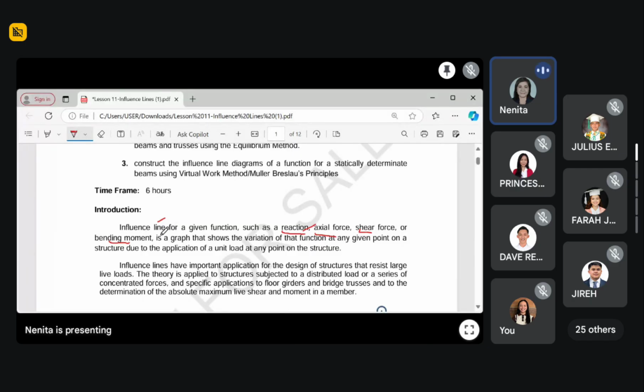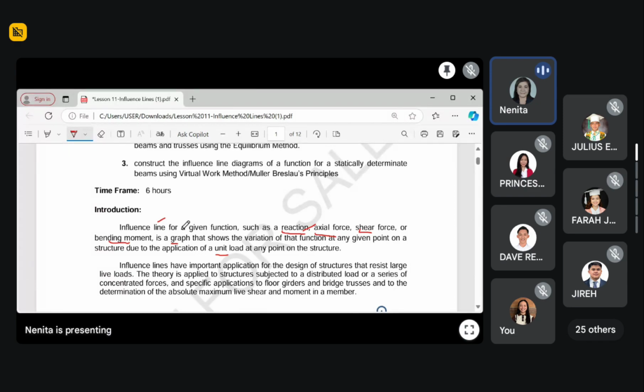Then this line is a graph that shows the variation of that function. It shows the variation of, let's say, the reaction at any given point on a structure due to the application of a unit load. Take note, class, that when we establish the influence line, we will use a unit load first. A unit load has a value of 1, one unit, at any point on the structure.